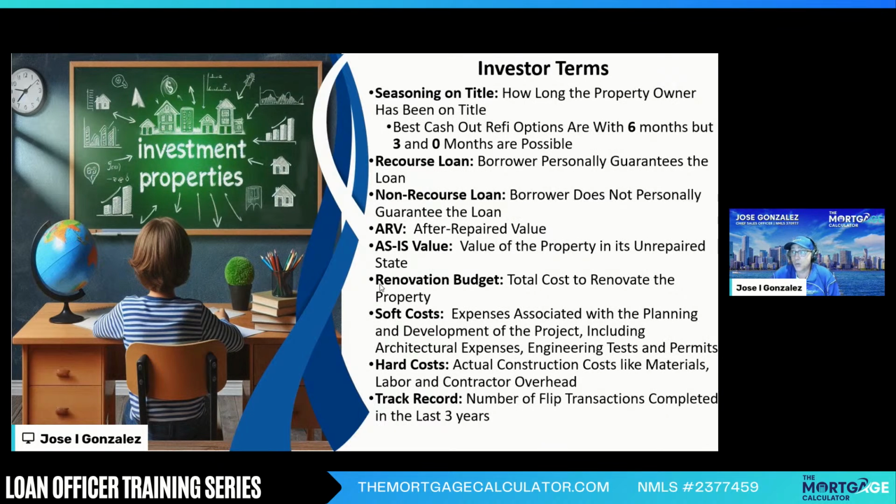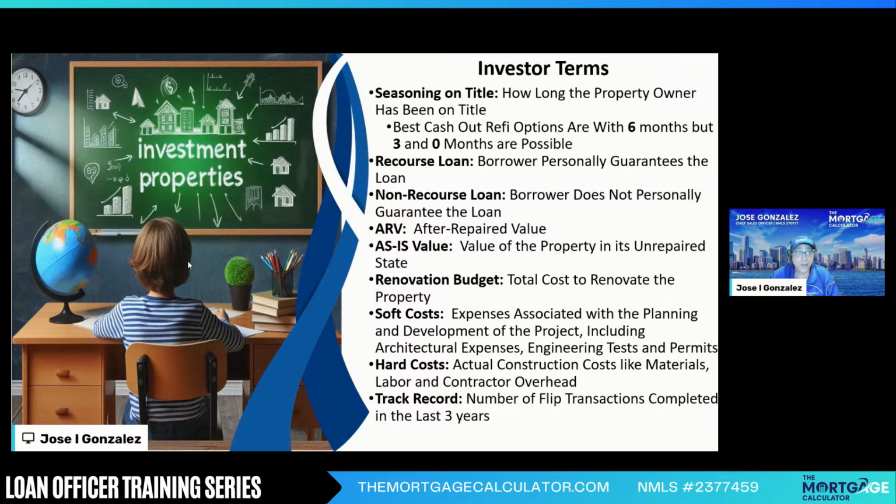Renovation budget is the total cost to renovate the property, which is divided into soft costs, which are expenses associated with the planning and development of the project, including architectural expenses, tests, permits, and hard costs, which is the actual construction costs, like materials, labor, and contractor overhead. And track record would normally be referring to the number of flip transactions that the borrower or flipper has completed in the last 3 years. So that's what we mean by track record.